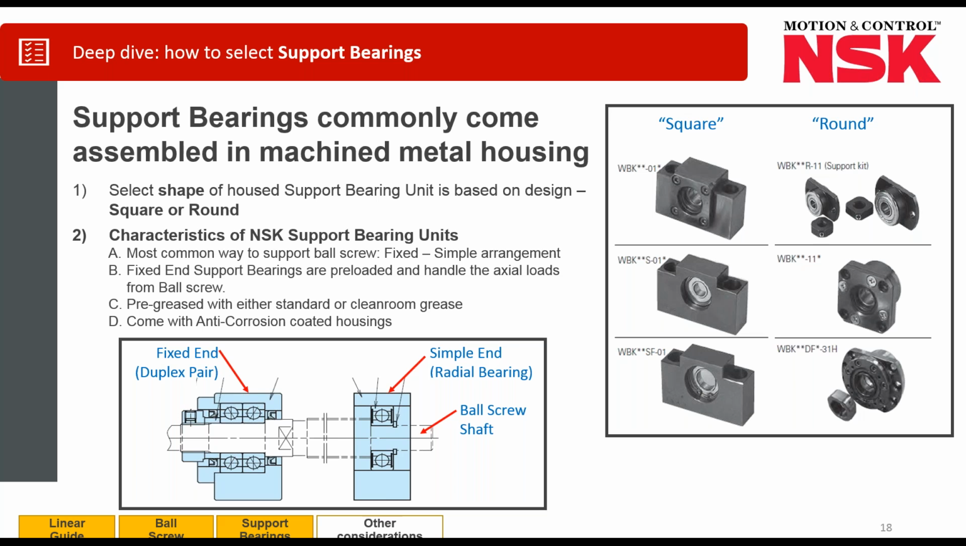A couple other things about our support units: pre-grease, so you don't want to be out there forgetting to put grease in your bearings. So we sell pre-greased support unit bearings. And some support unit bearings, at least ours, come with an anti-corrosion coating, so you're not having to deal with any kind of corrosion issues for your bearings. Next.